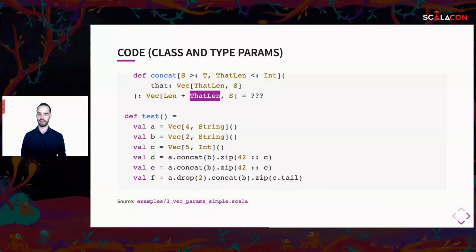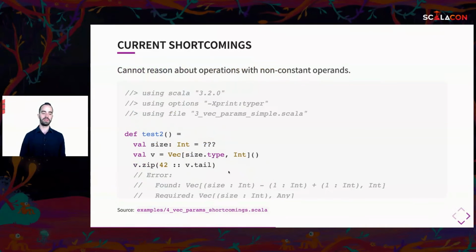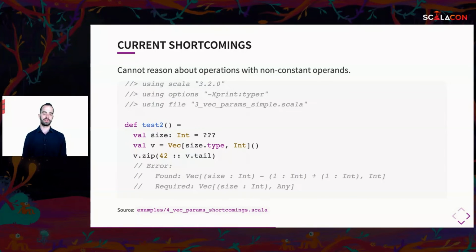What does not work today is reasoning about sizes that would not be constant. So, for example, if I know the precise size of a vector is size.type, so size is any int, but I don't know the constant value yet at compile time. And here I'm trying to zip it with itself, but with its tail with an element appended at the beginning. So probably you figured out that size minus 1 plus 1 is equal to size. However, the Scala compiler is not able to deduce that today. So you will get an error like that. You will say, well, I found a vector of size minus 1 plus 1 while I was expecting a vector of size.